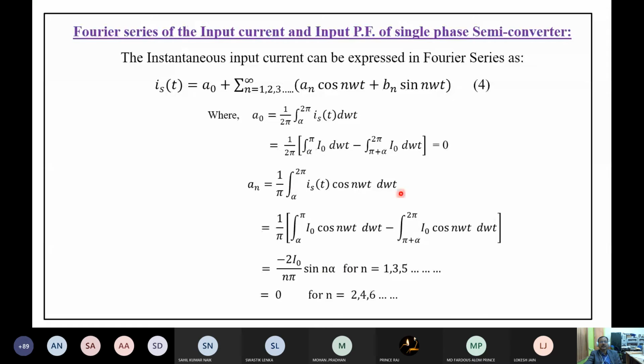Your limit, you just check. All equations remain the same except the limit will change. For full converter it is alpha to 2 pi plus alpha. For semi converter it is alpha to 2 pi. So AN is equal to, we got, just note down these things.